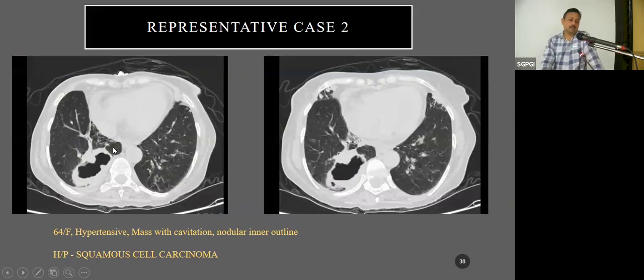Another case, a 64-year-old female, hypertensive patient, and she presented with a mass-like lesion with a large area of cavitation. If you see the inner wall, it was quite irregular, nodular. And in this patient, the histopathology was squamous cell carcinoma.